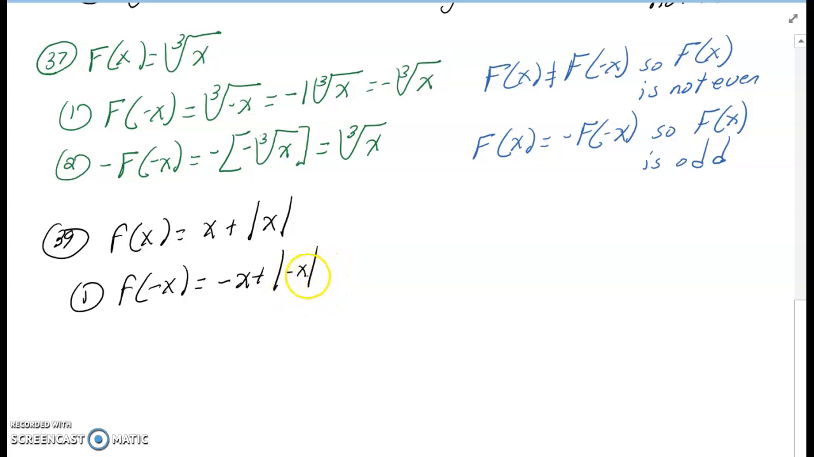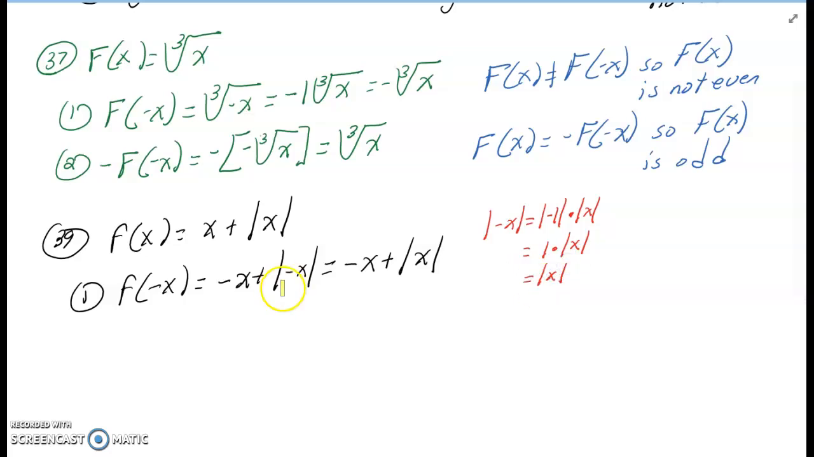And the absolute value of negative x is the same as the absolute value of negative 1 times the absolute value of x. Therefore, this becomes negative x plus the absolute value of x. I want to write down what I just said verbally over here. The absolute value of negative x is equal to the absolute value of negative 1 times the absolute value of x. So then that's 1 times the absolute value of x, which is the absolute value of x. That's why I can replace what I'm highlighting here in yellow with the absolute value of x.